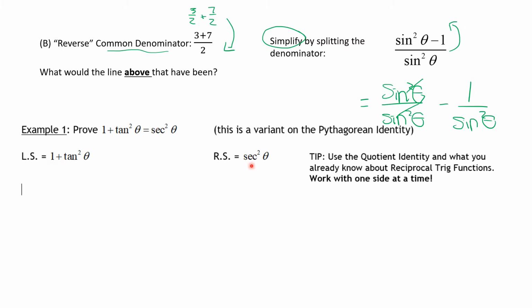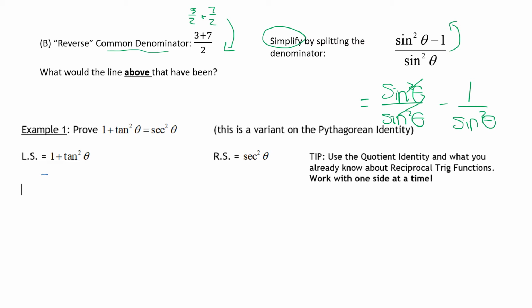I'm going to try to make it look like the right side. We're going to use the quotient identity and what we already know about reciprocal functions. So the quotient identity, hopefully you remember that one. So 1 plus tan squared theta. I can't just say that that's equal to secant squared theta because I have to prove it this time.